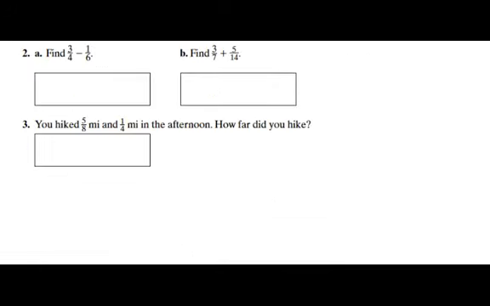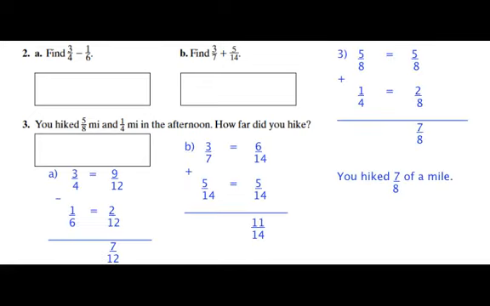Now I want you to try quick check 2A, 2B, and number 3 on your own. Pause the video. When you're finished working them, start the video again to check your work. For 2A, we have 3/4 minus 1/6. We have to have a common denominator. It ends up being 12. So 4 times 3 is 12. 3 times 3 is 9.